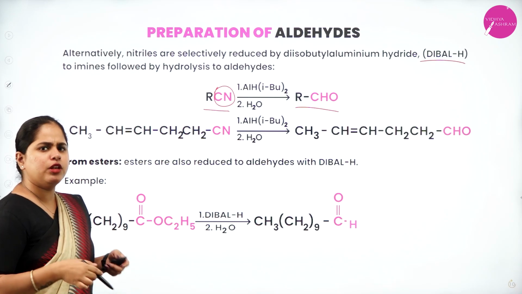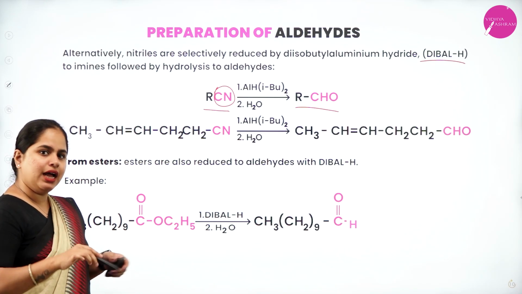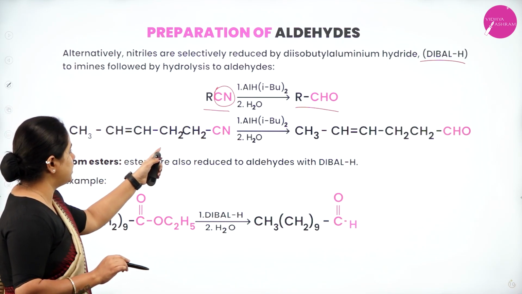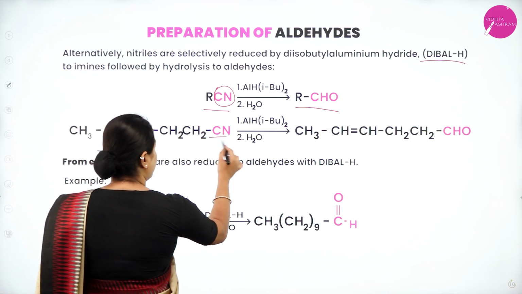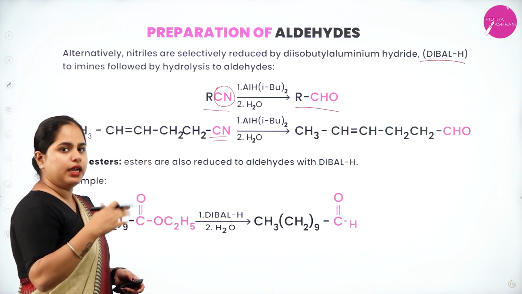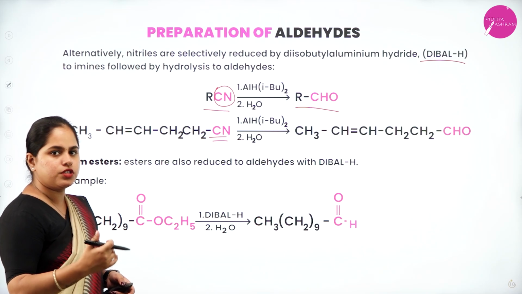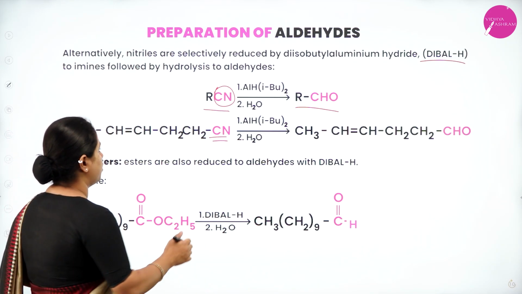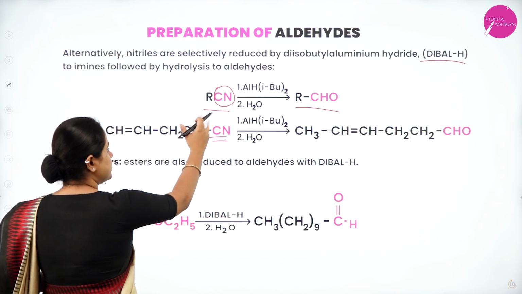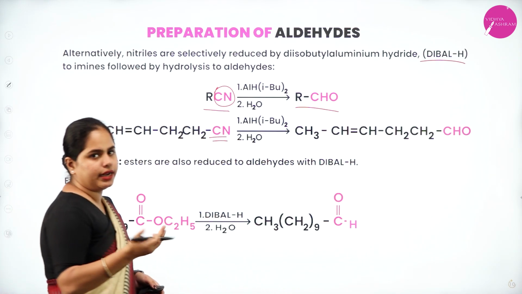So the first step will again be the formation of imine, and then after hydrolysis you will get the aldehyde. So CH3, CH=CH, CH2, CH2, CN you are having. Nitrile is present here. In the presence of DIBAL-H, in the first step, imine will be formed. In the second step, hydrolysis, your corresponding aldehyde will be formed. Again, this much part will remain the same. Nothing will happen to the double bond also. CN will change to CHO. Aldehyde you are going to get.